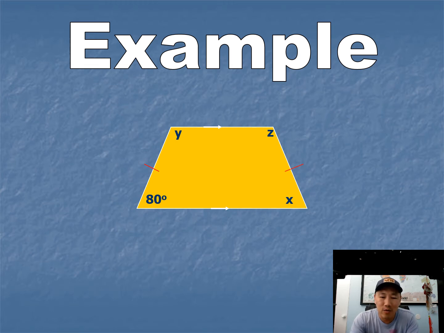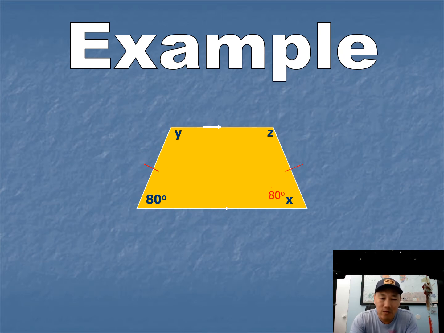All right, so we want to solve for x, y, and z. Because we know it's an isosceles trapezoid, we know that this angle must equal that angle, base angles theorem. Therefore, x equals 80.